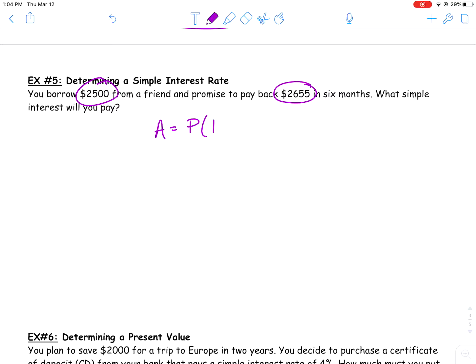Starting with that formula for our future value and simple interest, I can plug in the information that we do have. We know that the ending amount in this case is $2,655. We know that we borrowed originally $2,500. We're not really sure what the interest rate is. I'm going to continue calling that R. And I know that I'm going to borrow this amount for 6 months. But be careful. Remember, I'm not going to put in 6 because that would mean 6 years. I'm going to do 6 out of 12, or 1/2, half of a year, right?